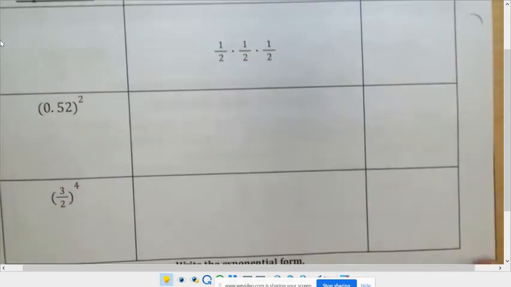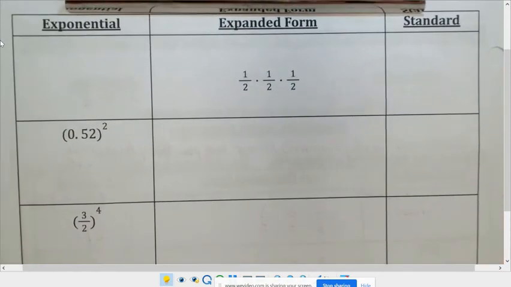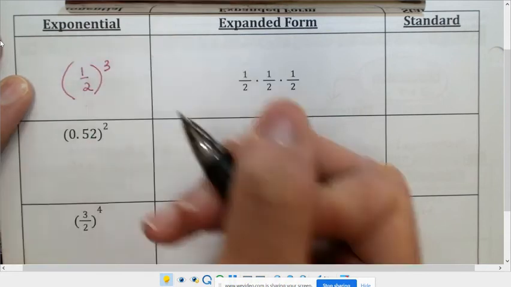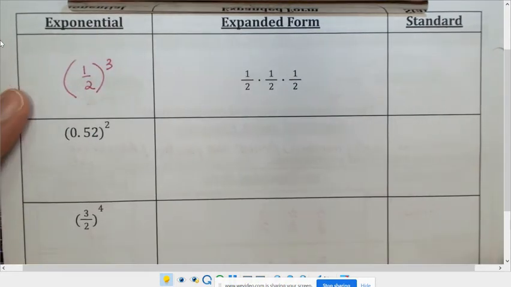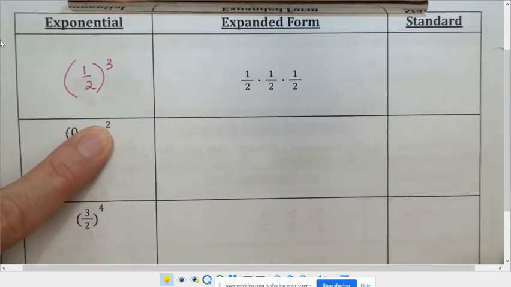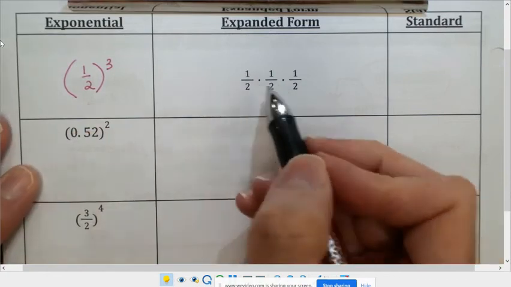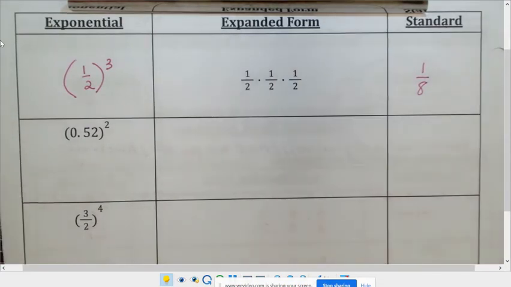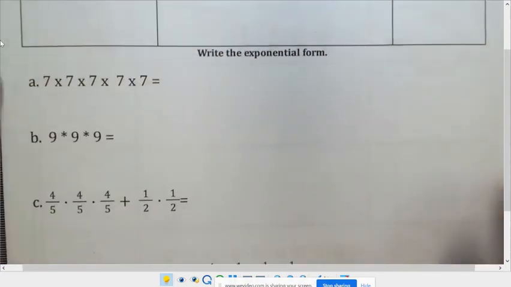Flipping over and writing my exponential form here, remember I need those parentheses and I have 3 of them. So it would be 1/2 to the third power, or 1/2 cubed. We say to the third power is cubed. To the second power we say squared. And so here for standard form, 1/8.